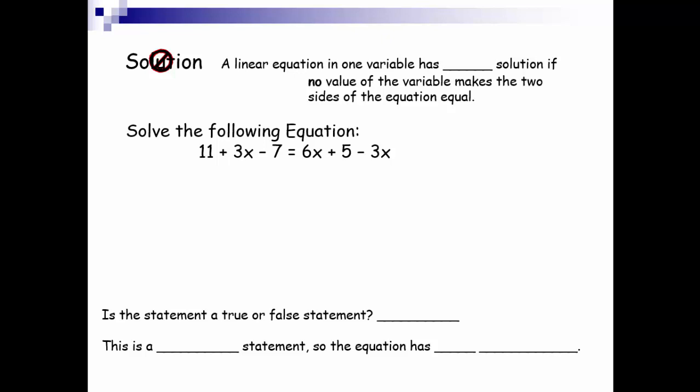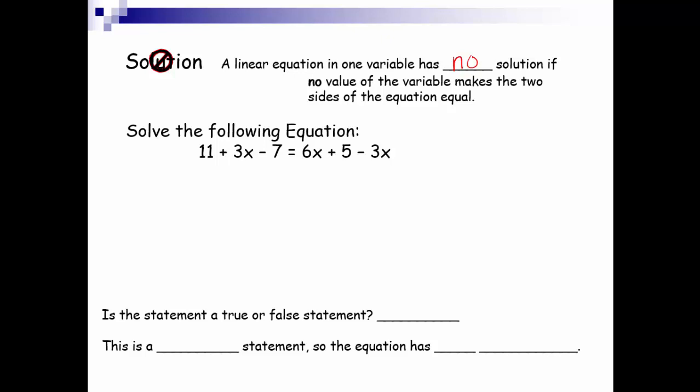Okay, a linear equation in one variable has no solution, or the solution will be none. That means no number will fit in there if no value of the variable makes the two sides of the equation equal. So let's take a look at what that would look like. First thing I have to do is look at the left side of my equal sign. I have 11 plus 3x minus 7.